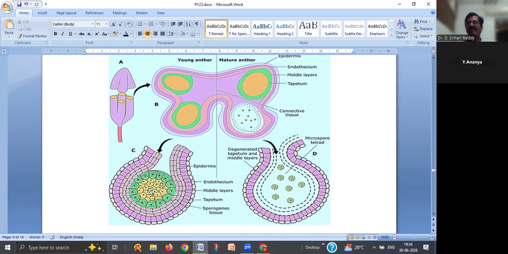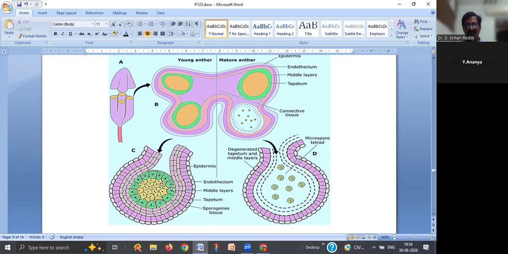Diploid microspore mother cells undergo meiosis to form haploid microspores. Each microspore mother cell after meiosis forms 4 haploid microspores. They are also called pollen grains, or pollen tetrads. Here there is a layer surrounding the microsporangium. It provides nourishment, that means nutrients, to the growing microspore mother cells. This layer is called the tapetum.